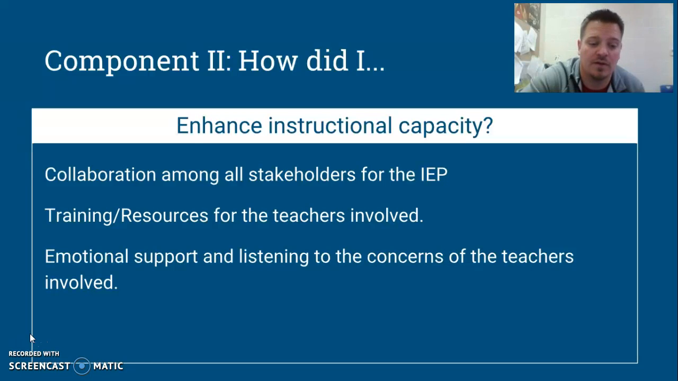And then also the last one is emotional support and listening to the concerns of the teachers involved. Sometimes teachers just want to know that you're listening to their concerns and you've heard some of the things that they're having issues with, and then you can work together to help solve them.